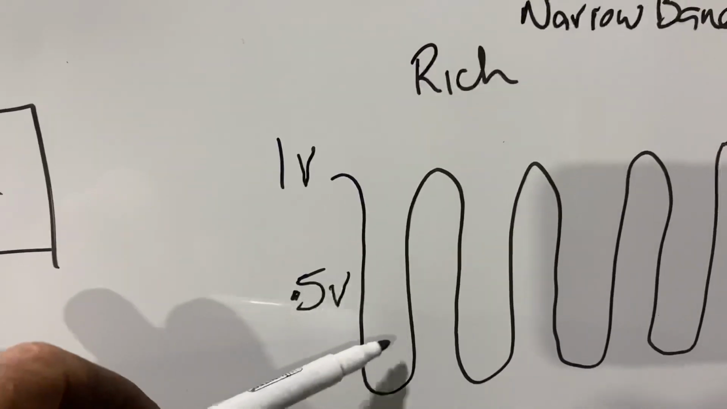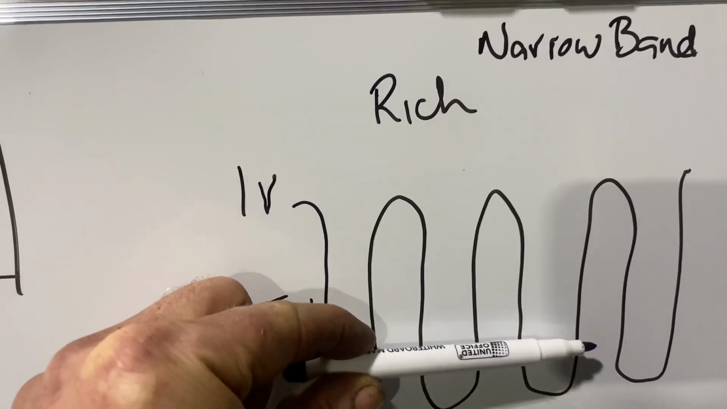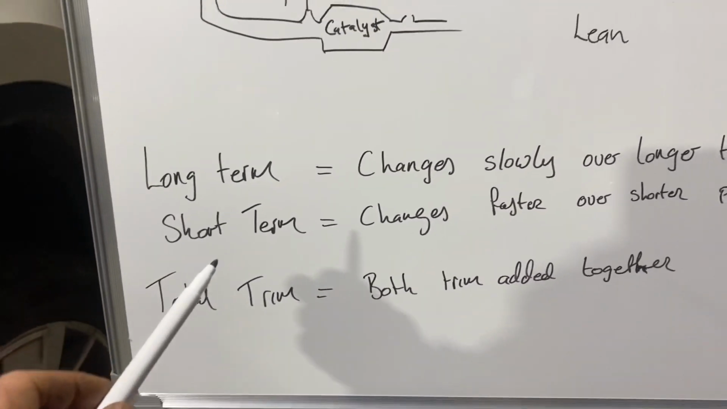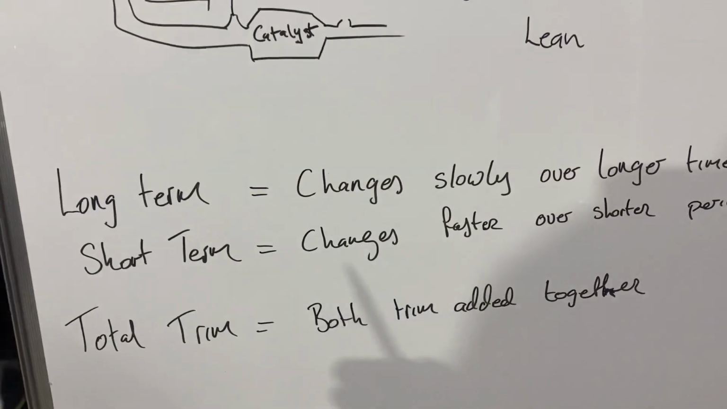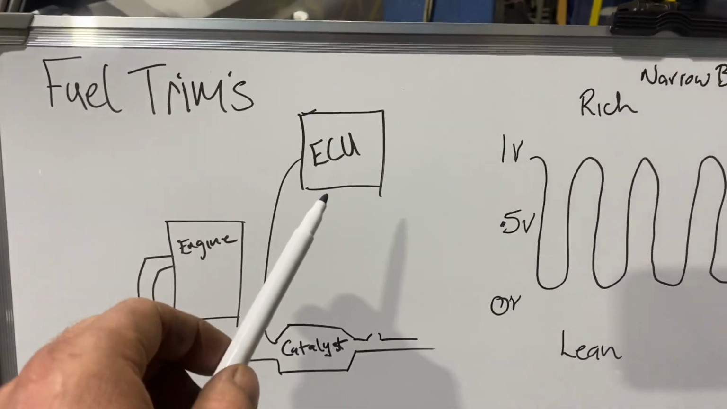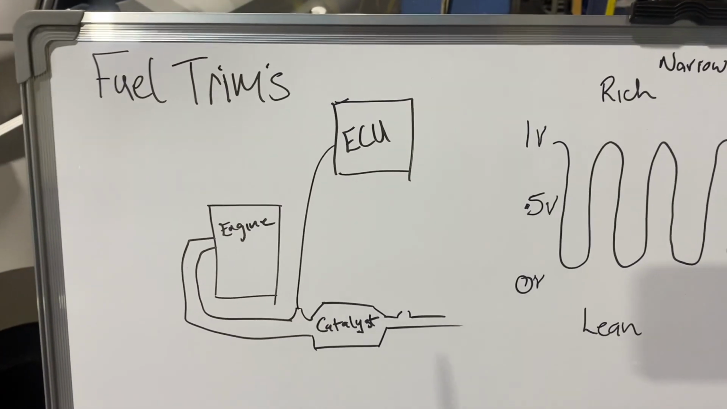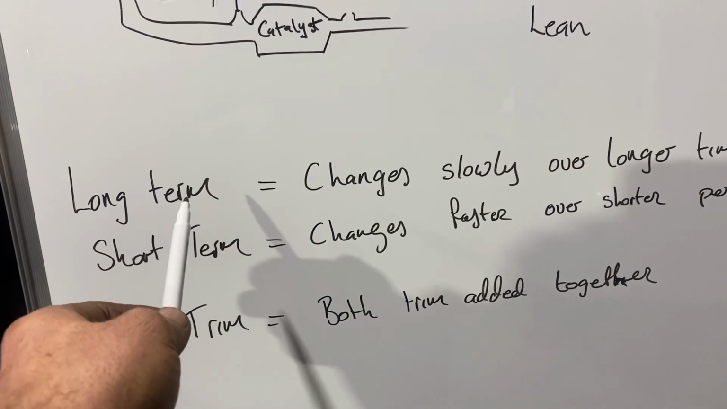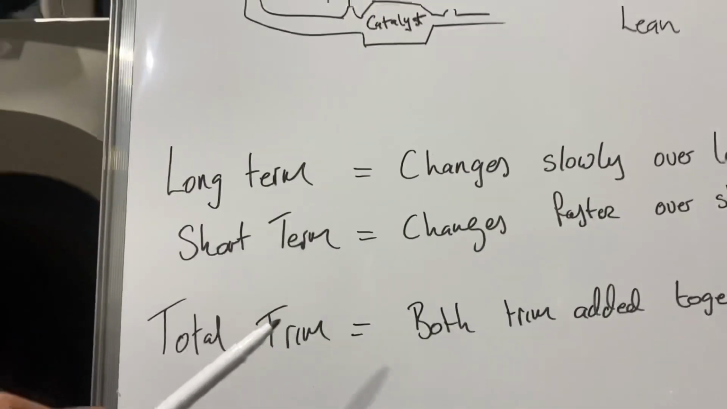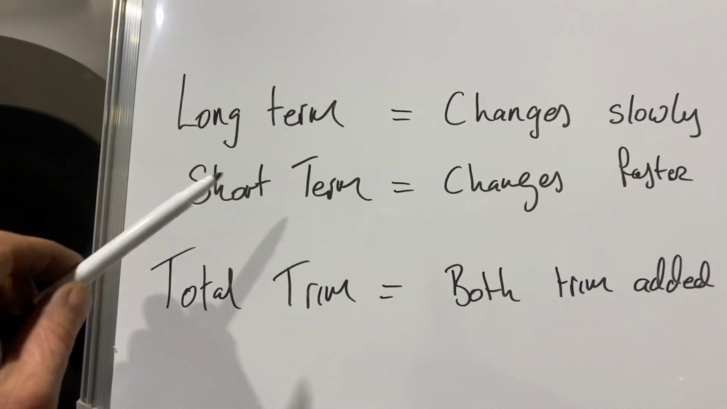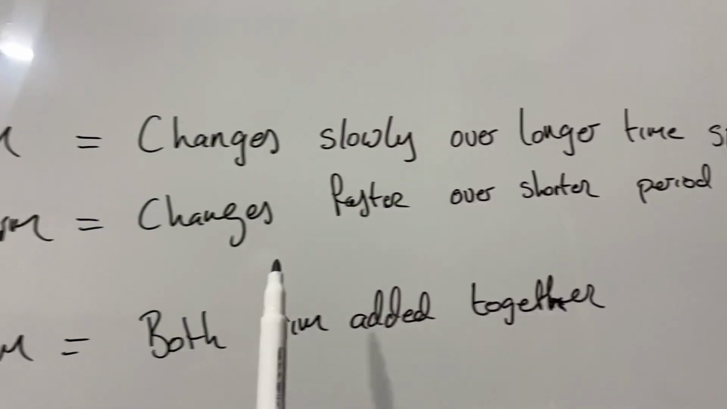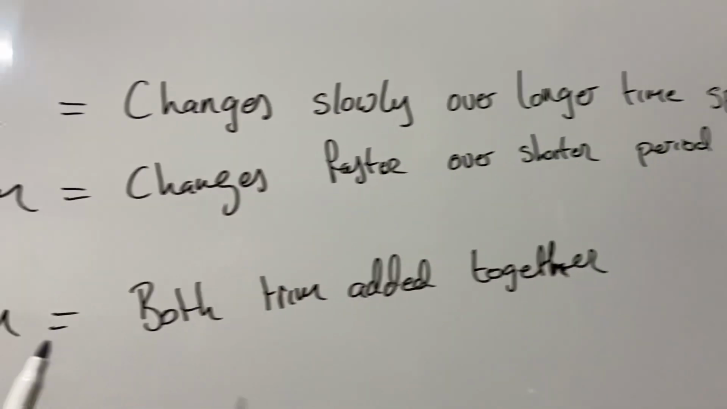Now, it doesn't want to see your lambda sensor getting richer all the time and only using maybe 0.3 of a volt to 0.2. It doesn't want to see that. It will adjust its fuel trims, okay? And the fuel trims are where the engine ECU is going to see what's happening over a long period of time. If it's happening over a long period of time, it's going to adjust the long-term fuel trim. Now, it will only adjust the long-term fuel trim after it adjusts this. So it adjusts the short-term first. This changes faster over a shorter period of time.